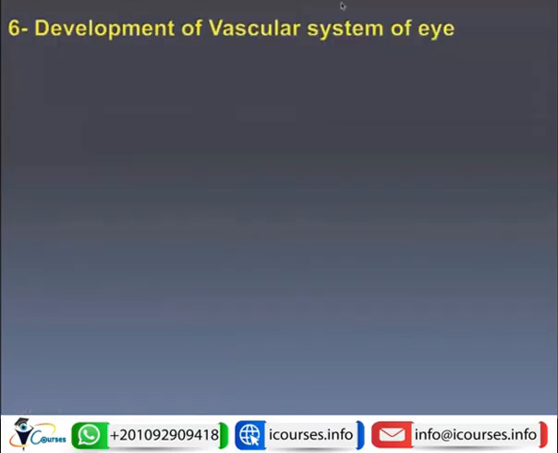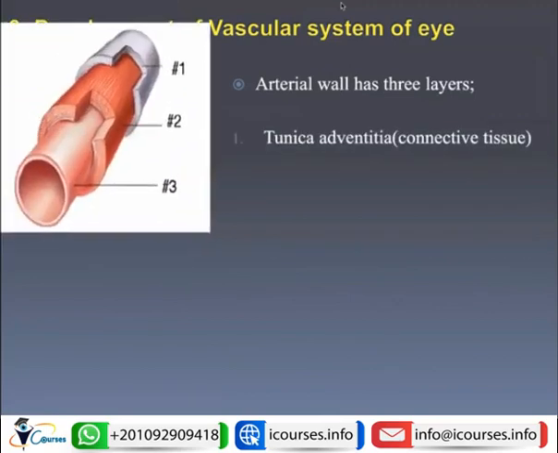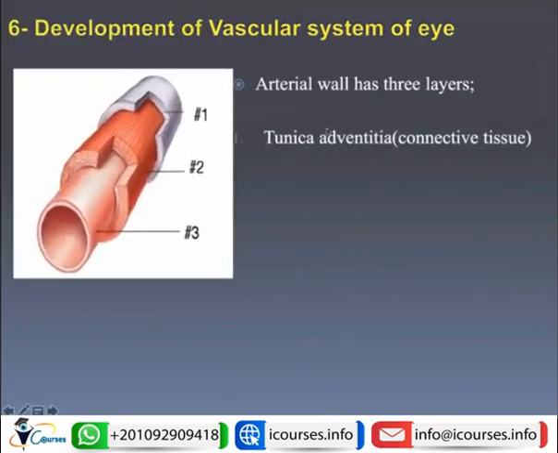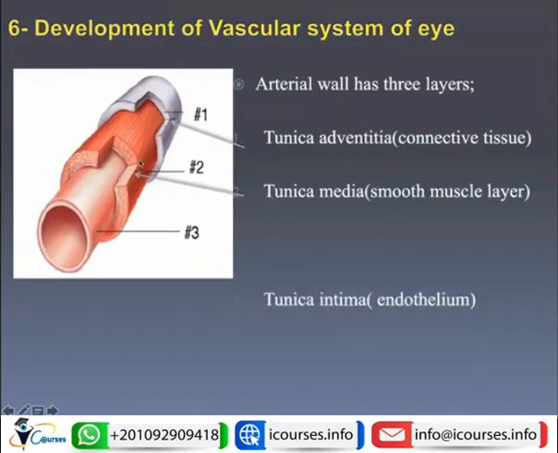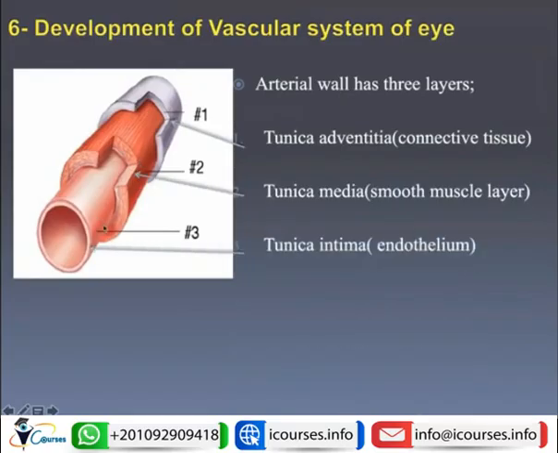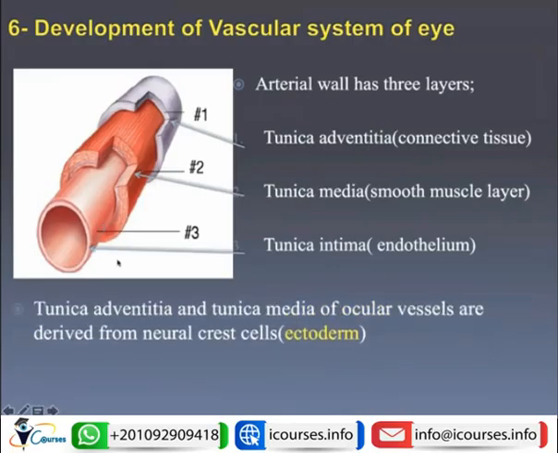Finally, we reach our final destination, which will be the development of the vascular system of the eye. So basically, the artery has three walls. We have the tunica adventitia, which is the most outer layer, the tunica media, which is the smooth muscle layer, and then the most inner layer will be the tunica intima or the endothelium. They have different embryological origins. So the tunica media and the adventitia are derived from the neural crest cells and the ectoderm, while the tunica intima is derived from the endoderm.